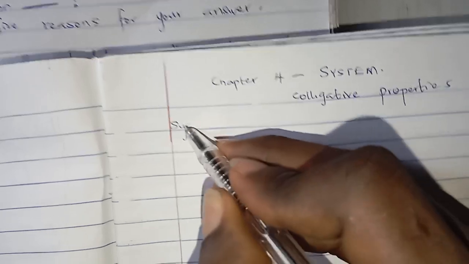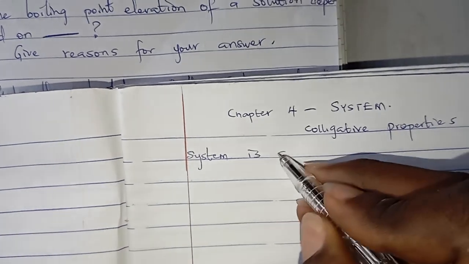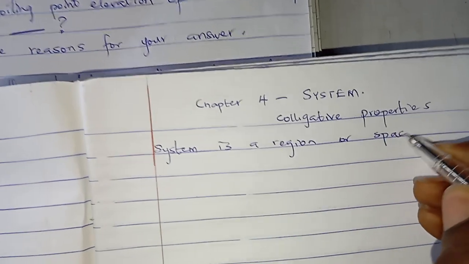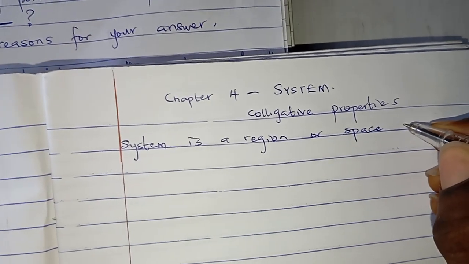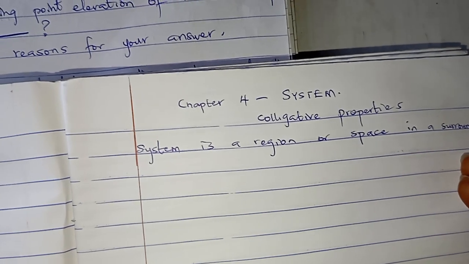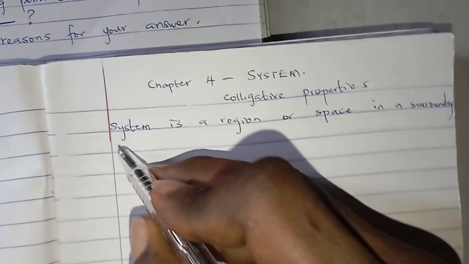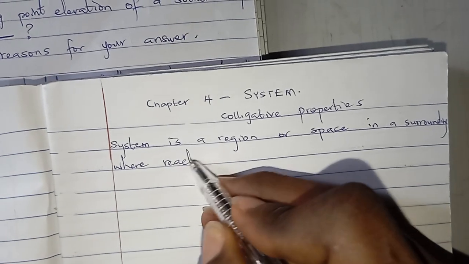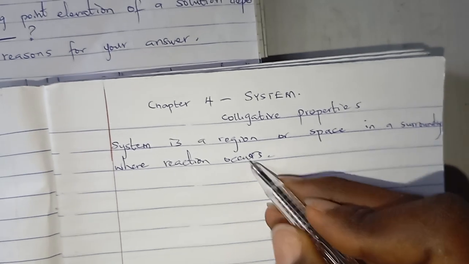We say that a system, chapter 4, is a region or space in a surrounding. Some textbooks will say excluded from a surrounding, but the surrounding is the bigger space, where a reaction, a chemical reaction, occurs.